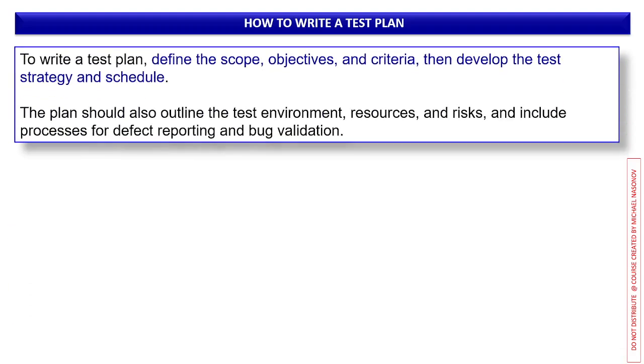Let's go next. How to create a test plan. To write a test plan, define the scope, objectives, and criteria, then develop the test strategy and schedule. The plan should also outline the test environment, resources, and risks, and include processes for defect reporting and bug validation.